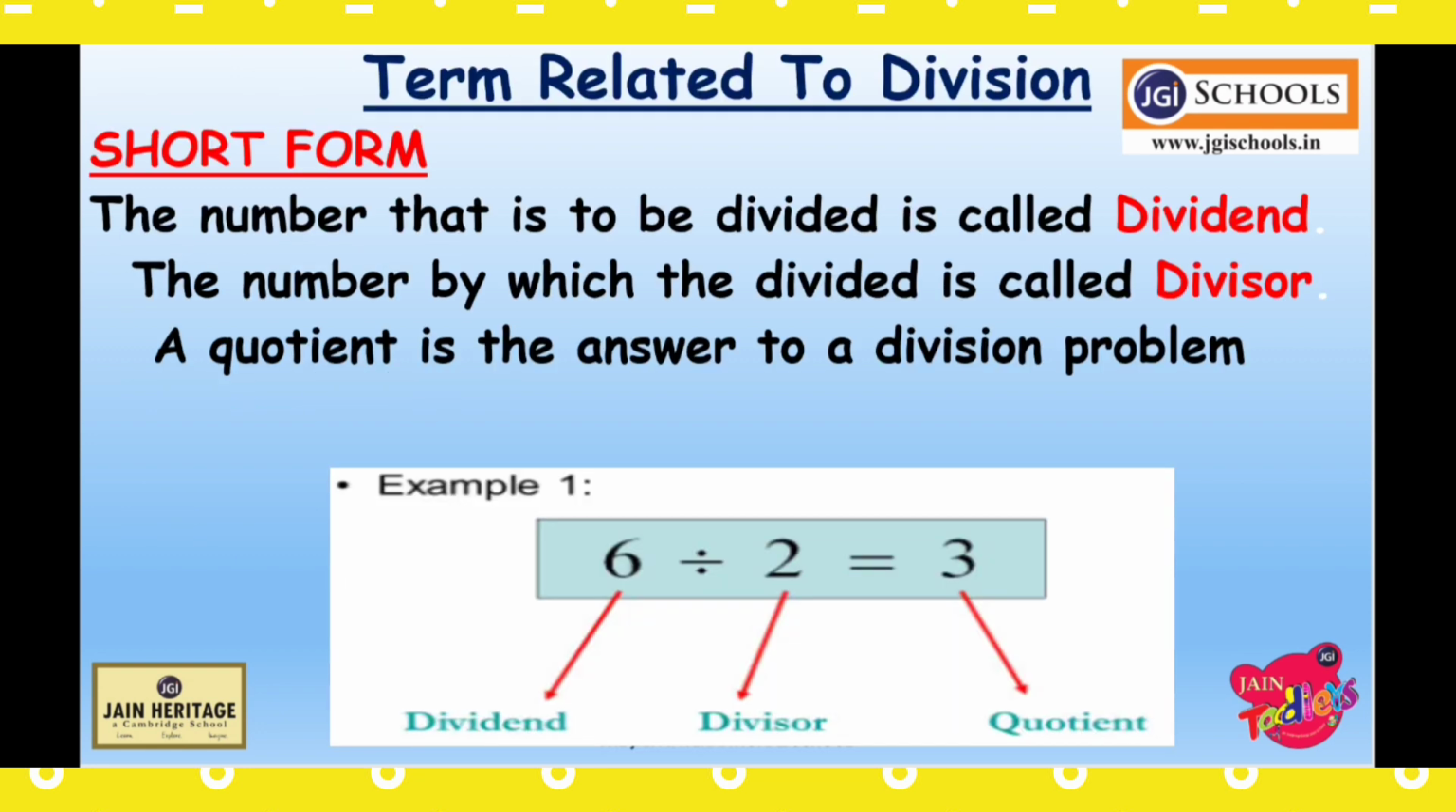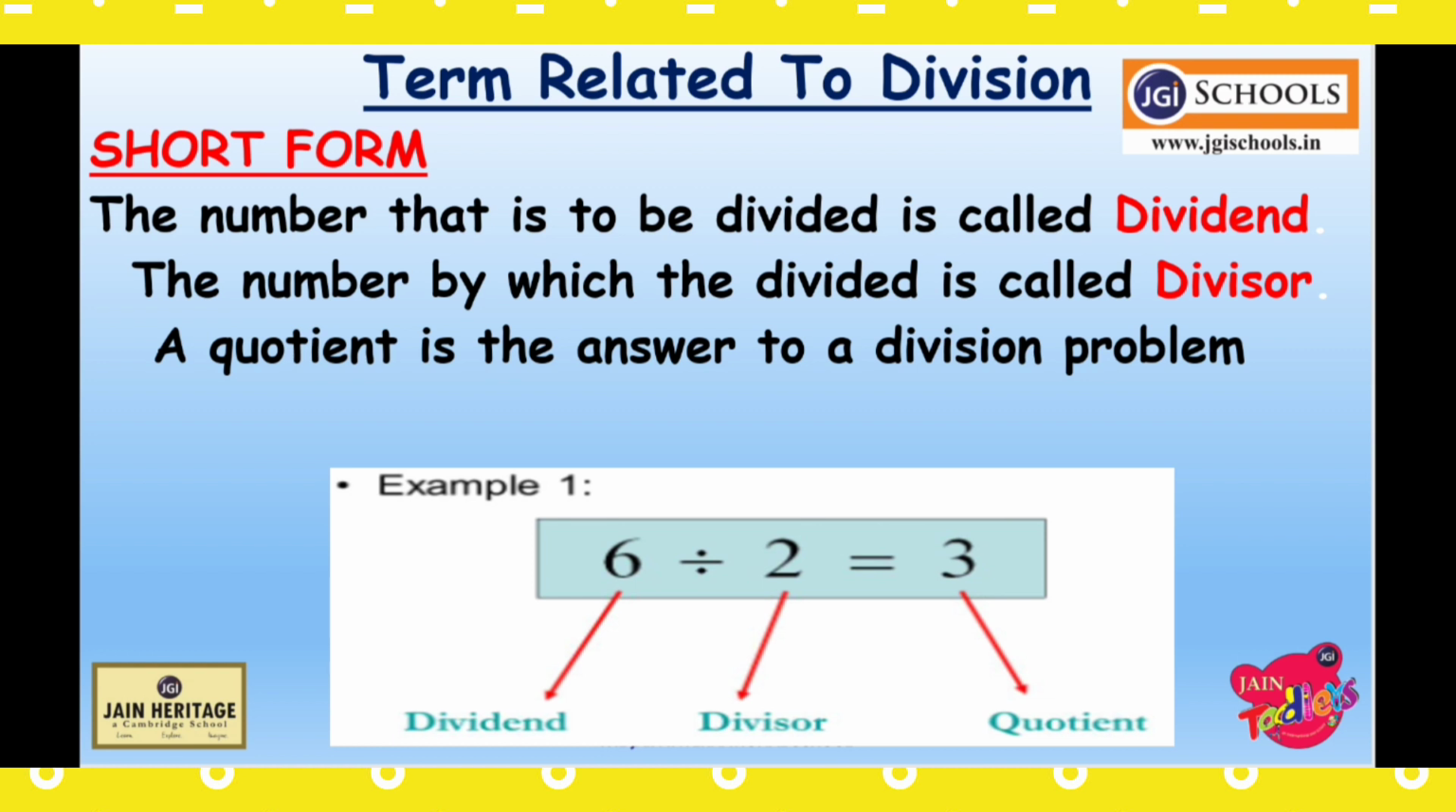Okay. Now, what are the terms related to division? First, in short form: the number that is to be divided is called the dividend. The number by which the dividend is divided is called the divisor. A quotient is the answer to a division problem.